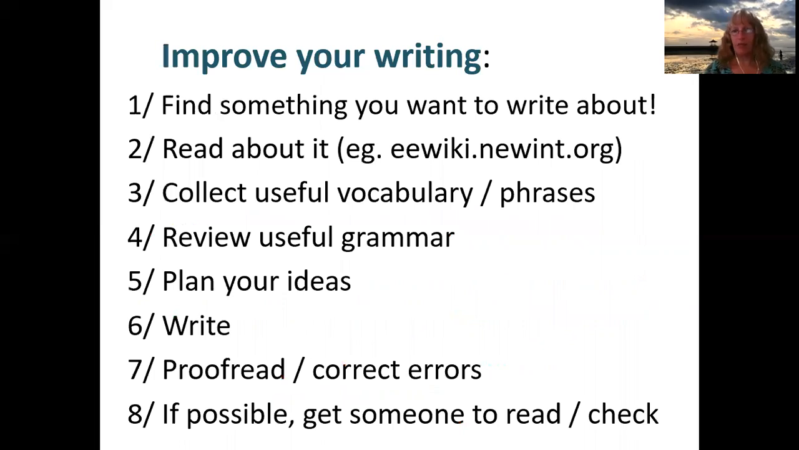And this is about improving your writing. The most important thing, I think, to improve your writing is to first find something you want to write about. Now, this is a good topic. Everyone has a language. You have to relate to this in some way. Then you need to read about the topic to get some ideas. The eewiki.newint.org is a good place to start, and other places to read online. You can put a search in the top right in that website on languages, and you get all the articles.